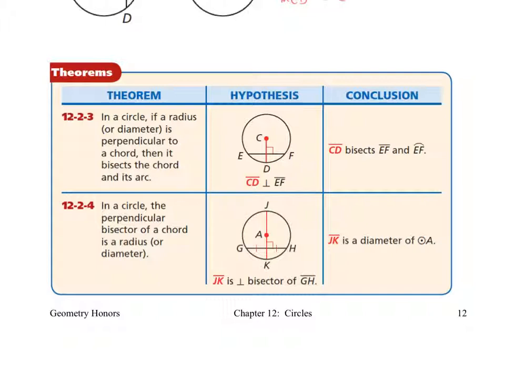Okay, a couple more theorems. In a circle, if a radius or diameter is perpendicular to a chord, then it bisects the chord and its arc. So here, if I'm saying that CD is perpendicular to EF, I need you to know that CD bisects EF and arc EF, meaning that these pieces are congruent and so are the arcs. Okay, in a circle, the perpendicular bisector of a chord is a radius or a diameter. So if JK is the perpendicular bisector of GH, then we know that JK is the diameter of the circle.